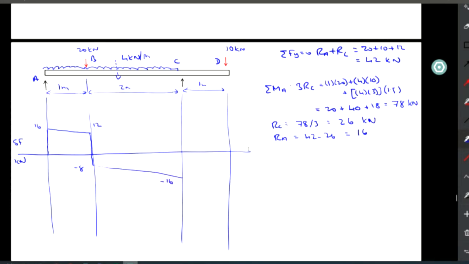The reaction at C was 26. We were up to plus 10. No UDL here, so the line is horizontal, and then down to 0. Okay, so that's what it looks like.